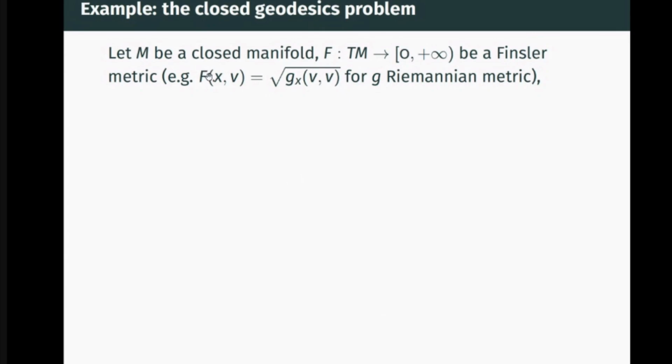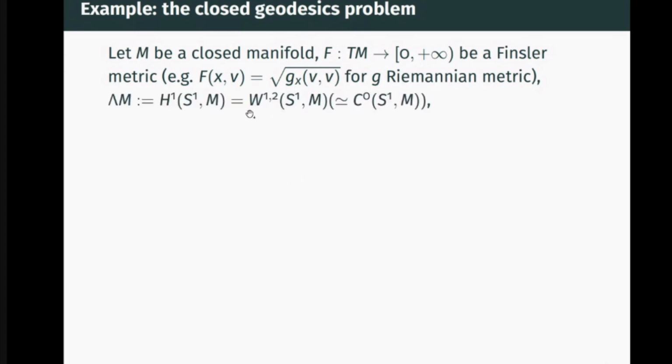If you don't know what a Finsler metric is, roughly speaking, it's something like a norm on each tangent space. And for example, you could take the norm induced by a Riemannian metric on each fiber if you have a Riemannian manifold. So you can think of Riemannian manifolds here throughout, so it's fine.